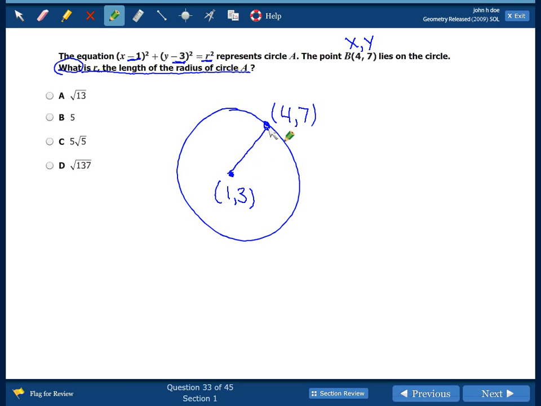So there's a couple different ways we can do this. We can use the distance formula. All I'm going to do is plug in these values of x and y into this right here. So r squared is going to be equal to 4 minus 1 squared plus my y is 7, 7 minus 3 squared. I got my 4 from my point B, so right there is where I'm getting the 4.